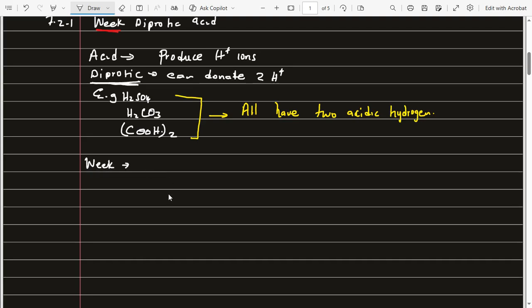Right. So when we say weak, this one partially ionizes in water. Since it partially ionizes in water, the correct answer is CH3COOH. Because it contains 2 acidic hydrogens and it's weak, that will be your answer. So the answer for 7.2.1 is that one.